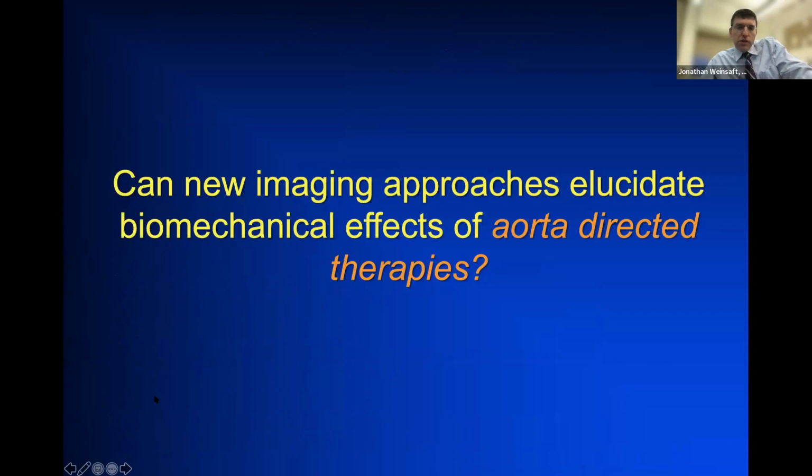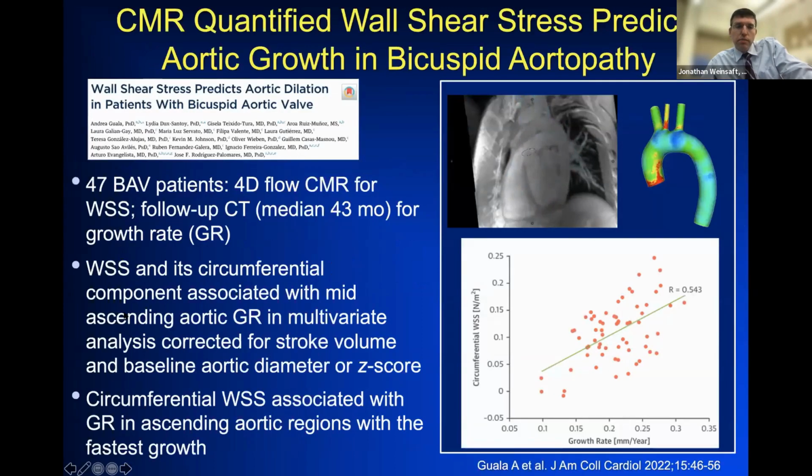One focus in terms of using this approach, certainly of interest and excitement, is the question of whether new imaging approaches such as 4D flow can elucidate the biomechanical effects of aortic-directed therapies. And this is an area in which we've had great interest and a great degree of focus.